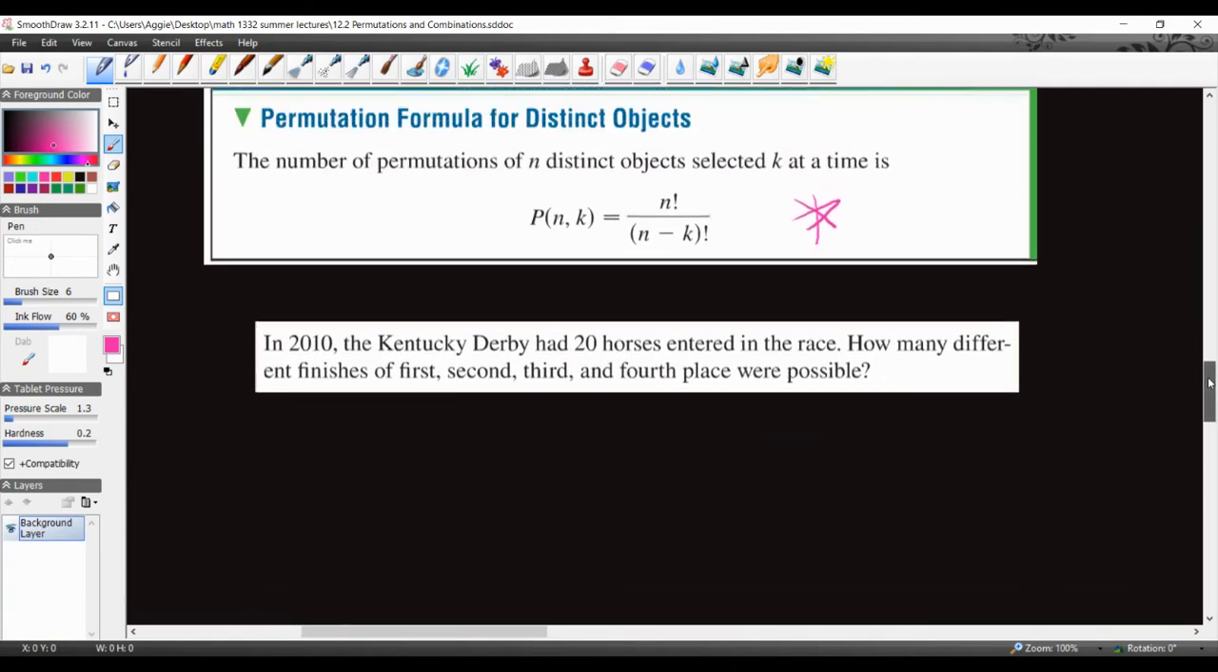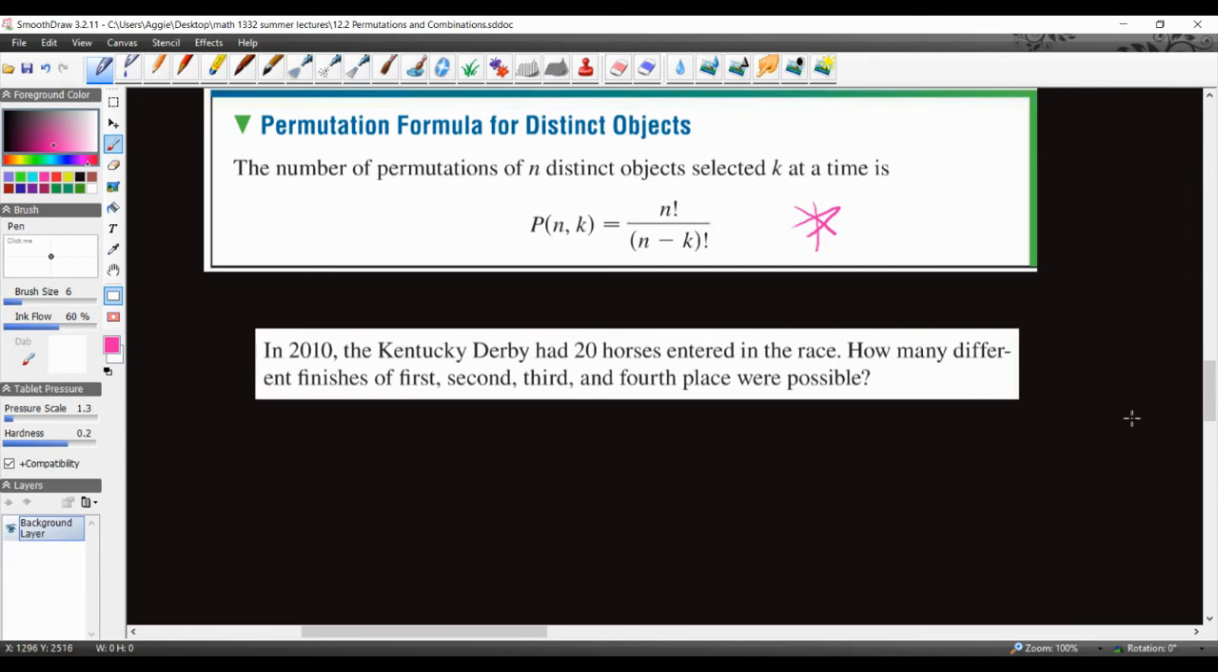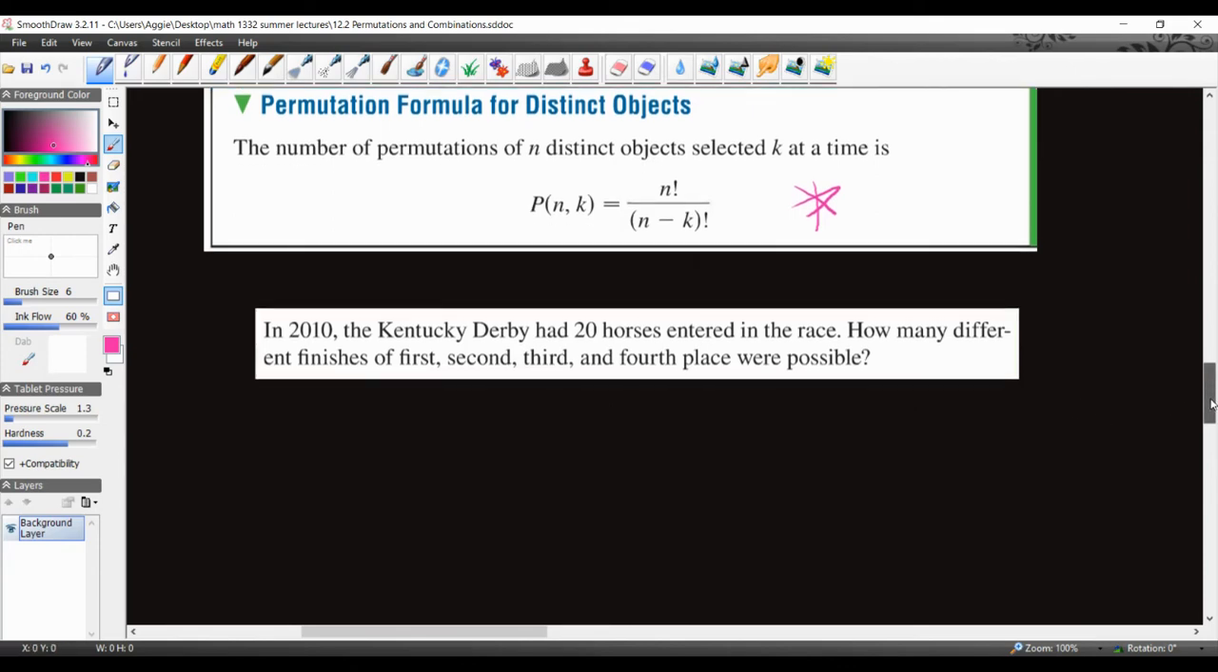We kind of saw something similar to this in the previous section in 12.1. So I'm going to use the horse example again. This time we have 20 horses. In 2010, the Kentucky Derby had 20 horses in a race. How many different finishes of first, second, third, and fourth place were possible? So it kind of goes back to that counting principle, but now we're going to use it in a permutation format where order makes a difference.